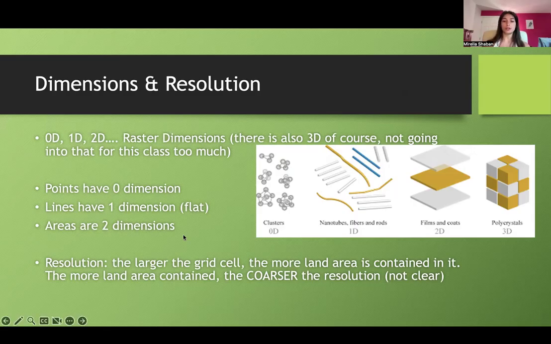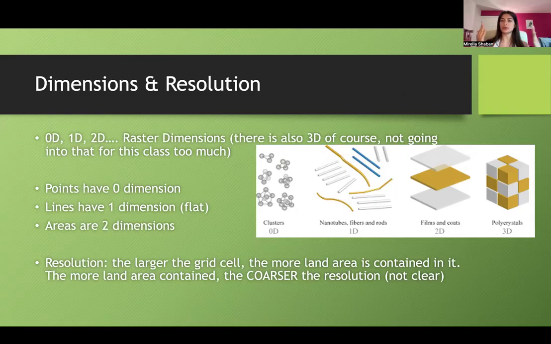In terms of resolution, think the larger that the grid cell is, the more land area is going to be contained in that grid cell. So the more land area, the coarser the resolution. Essentially, a large grid cell has a coarse resolution where a small grid cell should have a finer resolution.